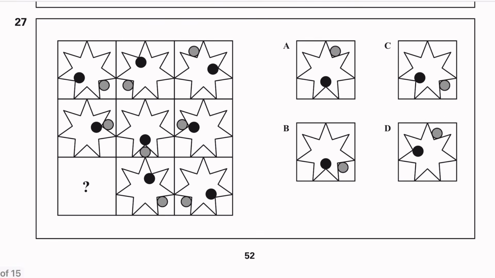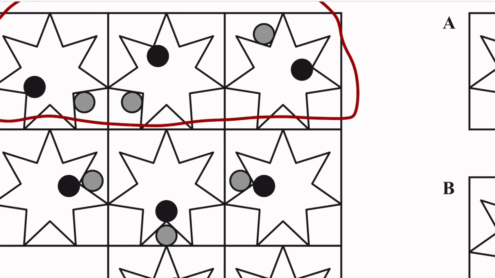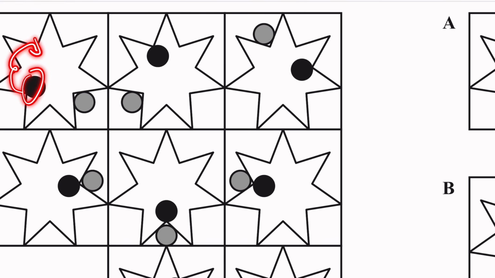Question 27. So 27, to look at either columns or rows, okay? So let's look at rows because we can easily see there's some sort of movement pattern. So over here, we see the black dot moves 1, 2 spots to the right. Then moves 1, 2 spots to the right. And look at the gray. The gray moves 1, 2 spots to the right. Okay, so they're all moving 2 spots to the right.